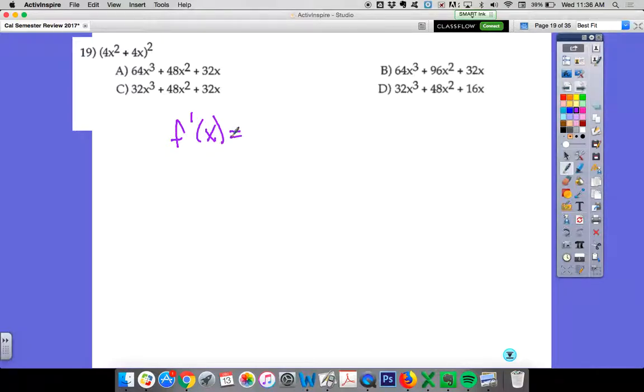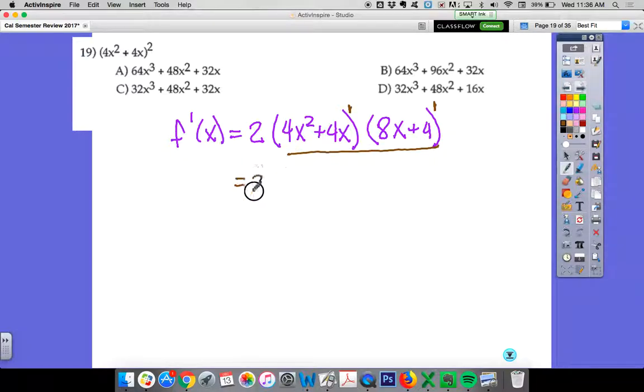All right, if you do the chain, you bring down the 2. Your insides are the same. You lower your power, so it's just going to be a 1, and then the derivative of the inside is 8x plus 4. The interesting thing is both of these have powers of 1, so that means you can multiply those two together. I took it to the front. If you multiply these two together, it's just going to turn out to be a big mess.